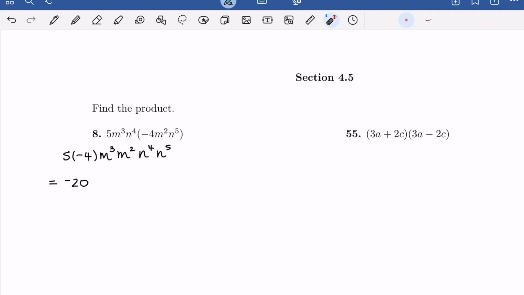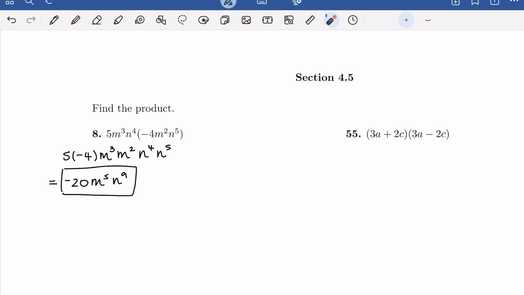And then we know that m cubed times m squared can be found by taking the sum of these two exponents. Remember the product rule says that if we multiply two exponential expressions that have the same base, we can add their exponents. So this is going to become m to the fifth power. Similarly, n to the fourth power times n to the fifth is going to give us n to the ninth power. We're just taking the sum of their exponents.